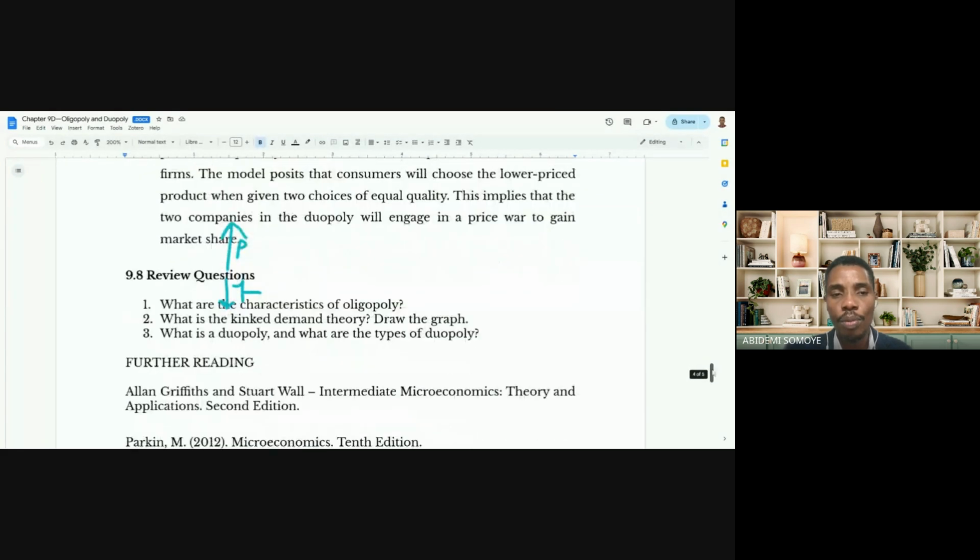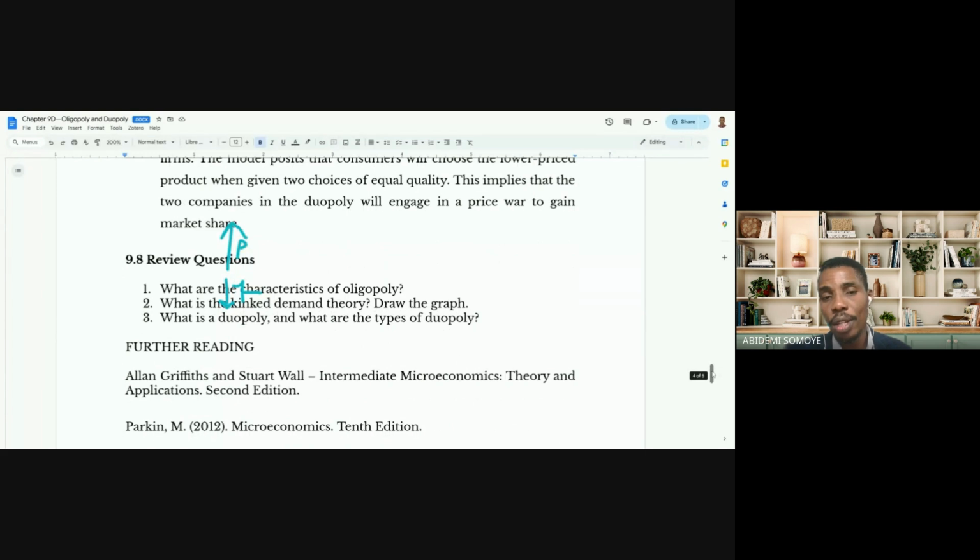Let's take a look at some review questions. What are the characteristics of oligopoly? What is the kinked demand theory? Draw the graph. What is duopoly, and what are the types of duopoly?